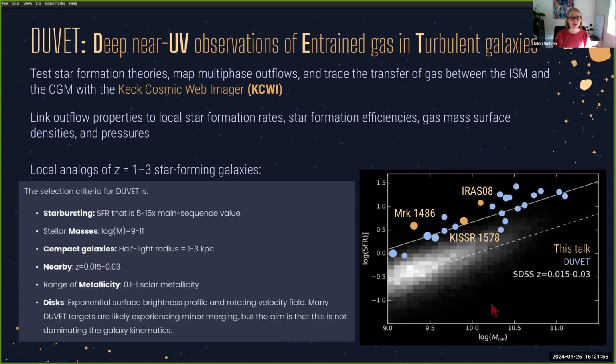But the idea here is that we have a sample of about 30 galaxies that are local analogs of redshift 2 star-forming galaxies. So these should have an active baryon cycle where they're actively forming stars and accreting material. So this is our sample. We can see that on a plot of star formation rate versus stellar mass, we have galaxies that are starbursting. So their star formation rates are 5 to 15 times the main sequence value represented by the SDSS galaxies here.